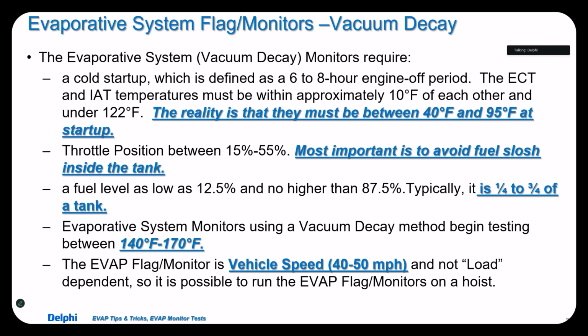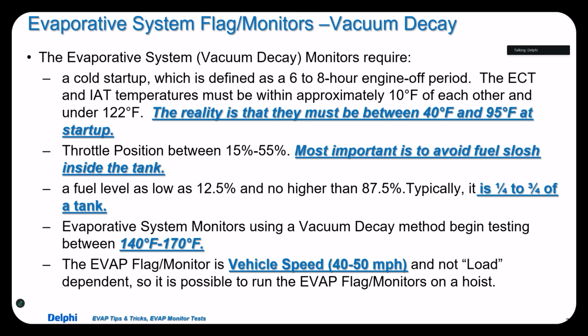Okay, EVAP monitors using a vacuum decay method begin testing typically, in my experience, and you'll see a couple of them today, at 140 to 170. We don't want it too cold where there's no vapor. We don't want it too hot where there's excessive vapor that could give us false failures or false passes. We want it in a temperature range that gives us a fuel that seems to be fairly stable and has vapor, it has liquid, and we can find those small leaks.